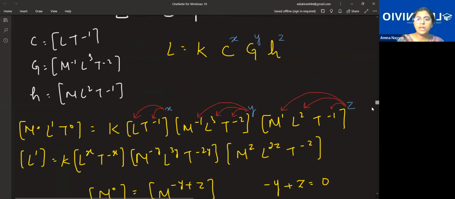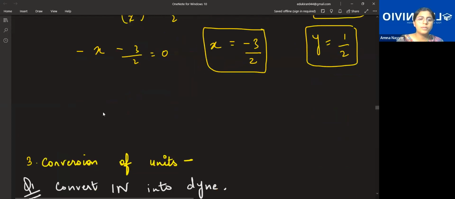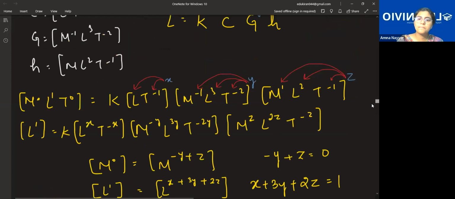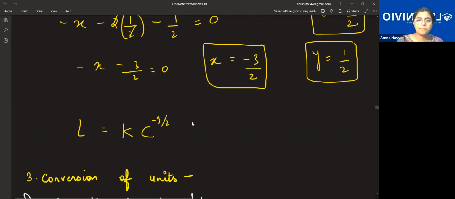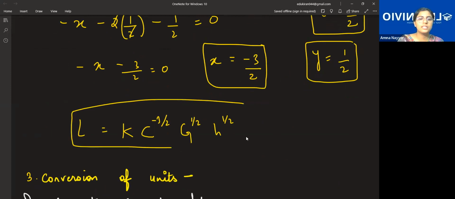So finally you will put it: your equation L will become k. C was x, so to the power minus 3 by 2. Then we had G, capital G, this will be half, and Planck's constant. So this is the equation. Further, you can solve it. This can become under root G, h. This half you can take cube, make it a different formula. But finally, this should be the answer.